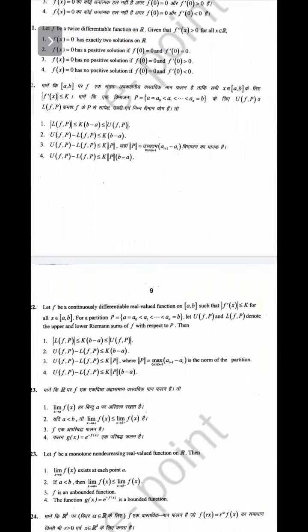I think this is quite a repeated question. Let f be a continuously differentiable real valued function on closed [a, b] such that mod of f dash of x is less than or equal to k for all x belonging to [a, b]. For a partition given, let U(P, f) and L(P, f) be the upper sum and lower sum. Then they are asking about this.